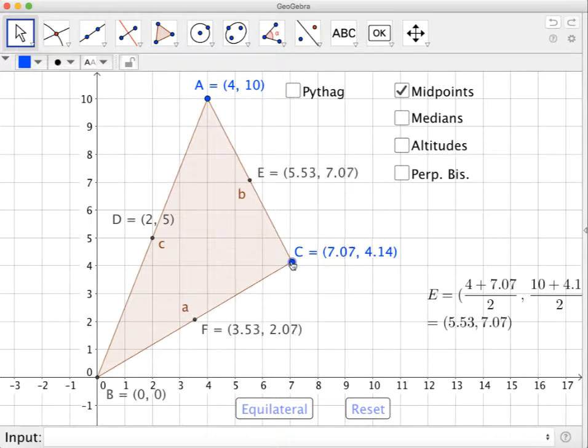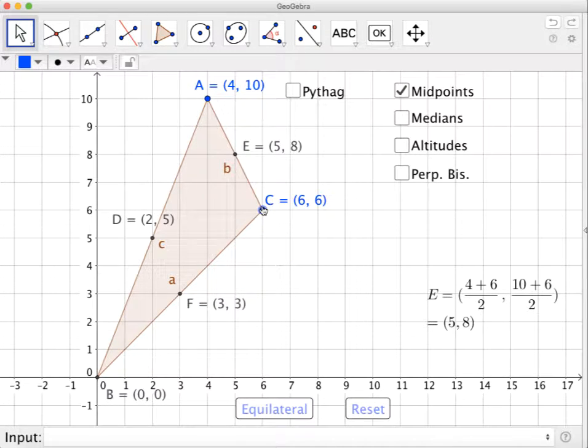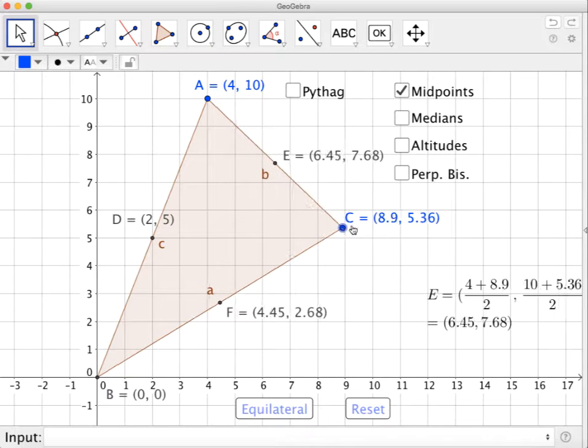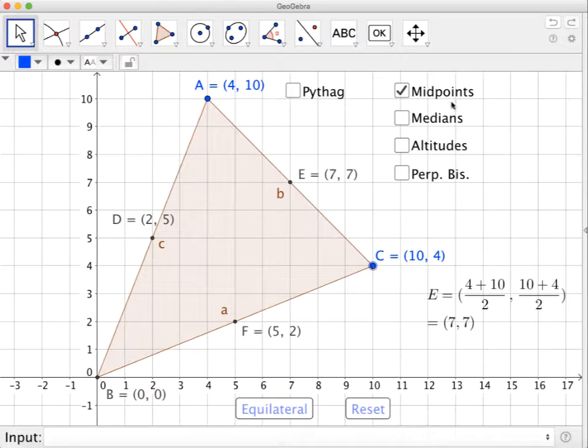Even as we move point C around, we can see that our calculation of the coordinates of E stays the same. The x coordinate of A plus the x coordinate of C, 4 plus 6, divided by 2, gives us 5, our x coordinate for E. And then our y coordinate for A, 10, and our y coordinate for C, 6, are added and divided by 2. That gives us 8, which is the y coordinate of point E. And that process is the same for each of the other midpoints. So we have these midpoints, and obviously as we change the triangle, those midpoints are going to change.